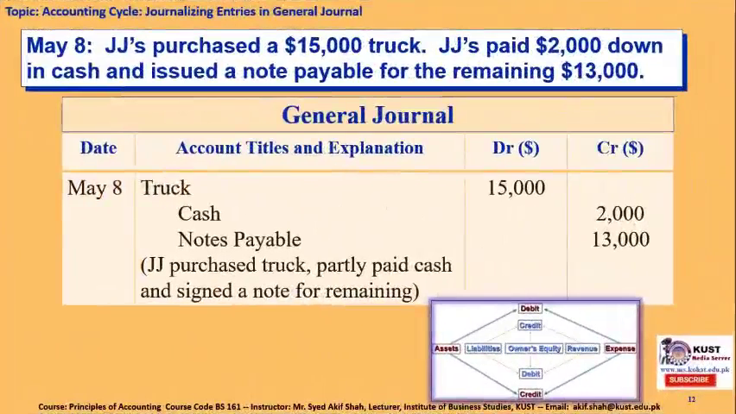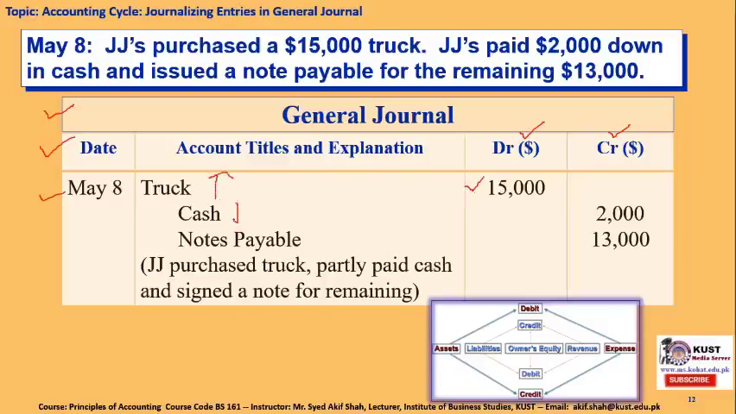Here it is in a formal journal format. We follow this to write the journal: first the date column, then account titles and explanation column, third the debit column, and then the credit column. After analyzing the transaction, we know that we have to mention our relevant date, which is May 8. We have done it nicely. Truck has been increased with the amount of $15,000, which was a debit entry, so we have done it correctly.